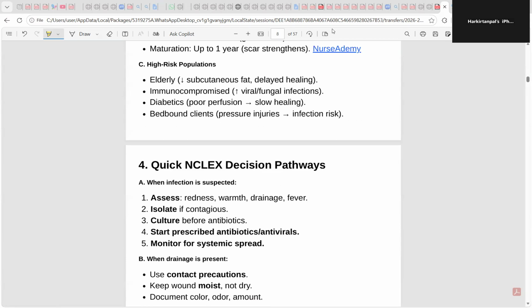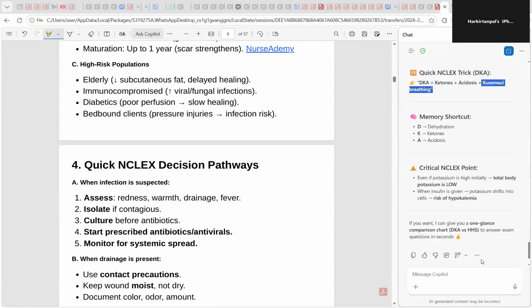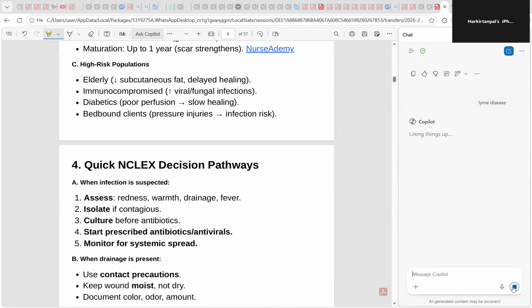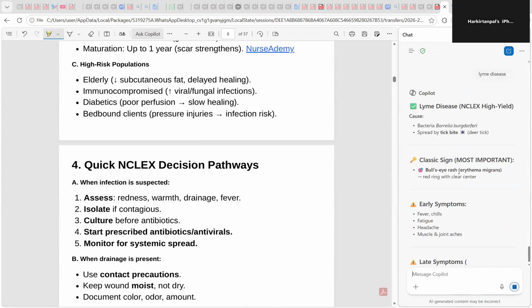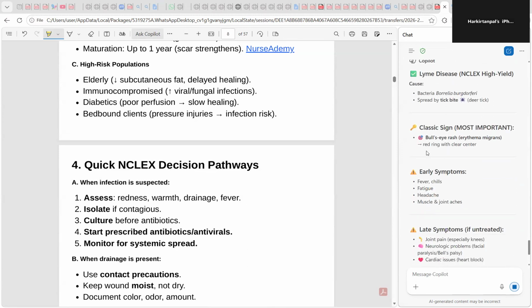Actually, in another slide, I have added some detailed explanation of Lyme disease. Otherwise I will tell you now. Lyme disease is important. The erythema, that means the rash of Lyme disease, is known as the bullseye rash. That means a red ring with a clear center. That is the speciality of this bullseye.